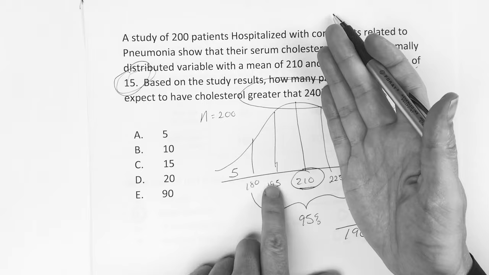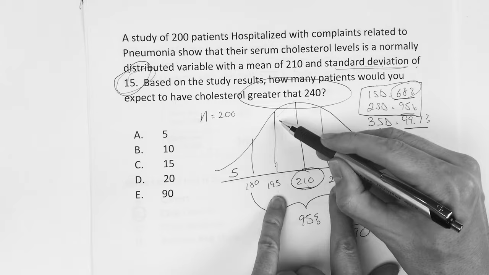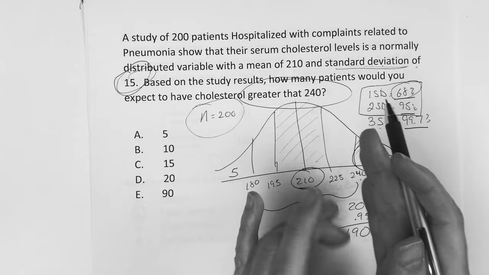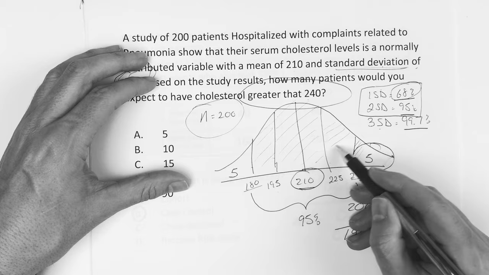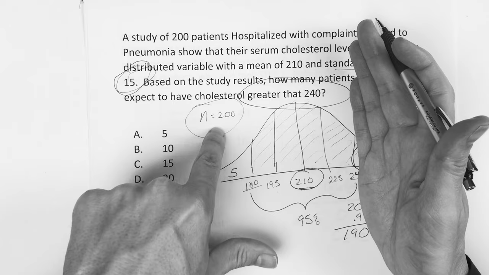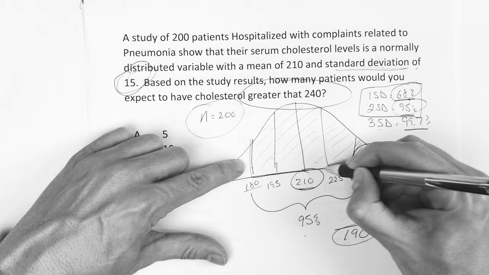So that's like saying 68% of the people fall within that range. Well, let's go out another standard deviation. Minus 15 this way, add 15 that way. You get 180 and 240, and what's that saying? That's saying that 95% of all the people in the study fall in that range, 95% of 200. Well, 95% of 200 is 190, so they're saying 190 people fall within this.